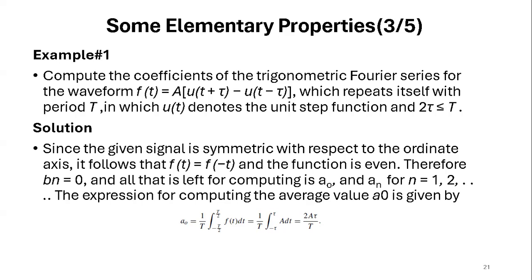f of t is equal to u of t plus time shift minus u of t, plus u of t minus time shift, which is represented with u as the unit step function, and the time shift is less than or equal to T.